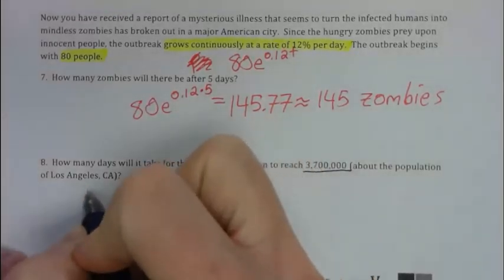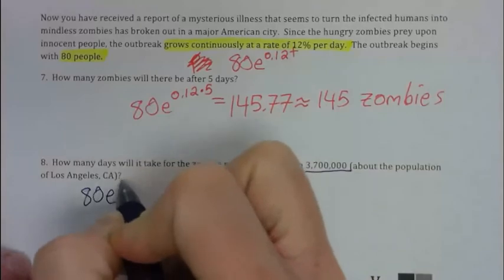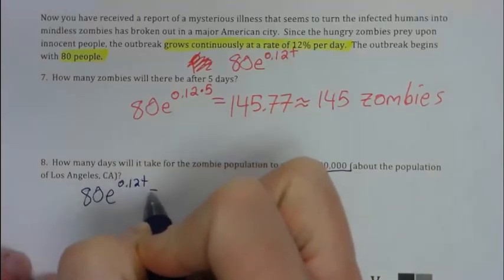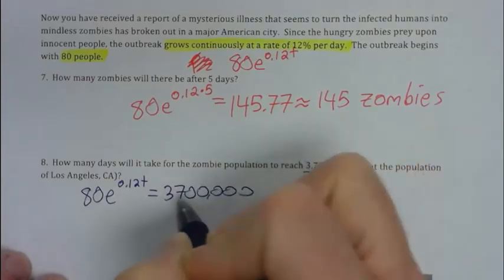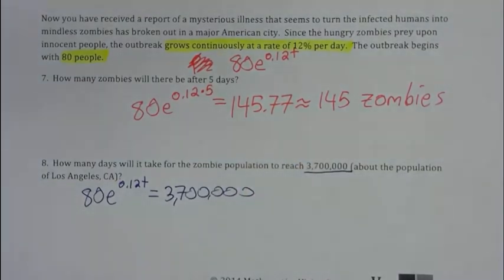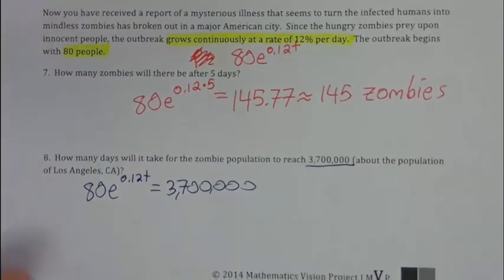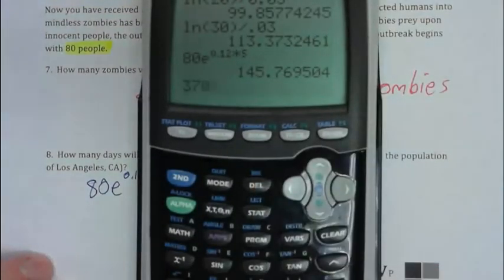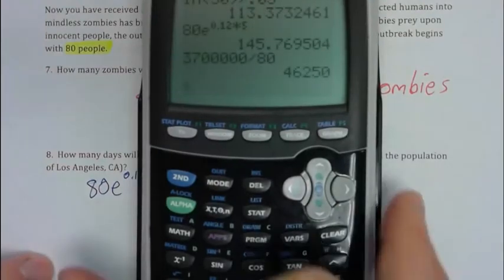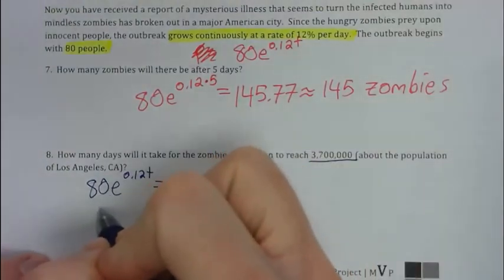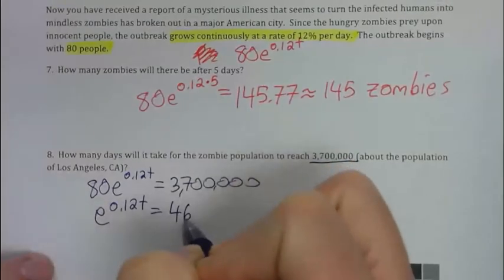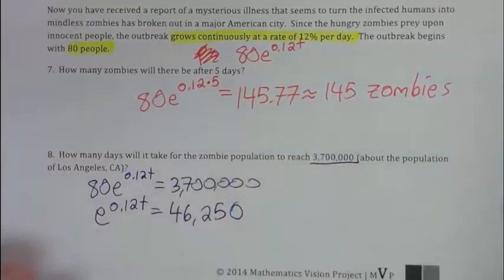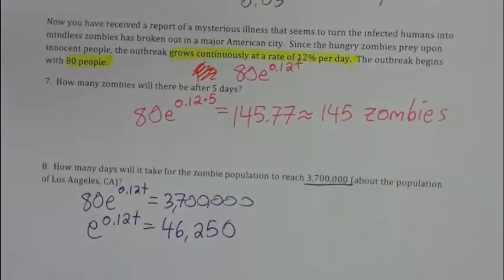So we're going to be solving 80e^(0.12t) equal to 3.7 million. So the first thing we need to do is divide both sides by 80. So I'm going to do 3.7 million divided by 80 first. So you get 46,250. So I got that as my e to the 0.12t right there.